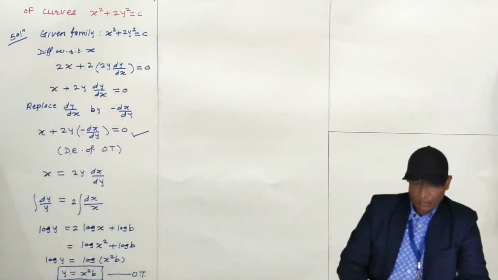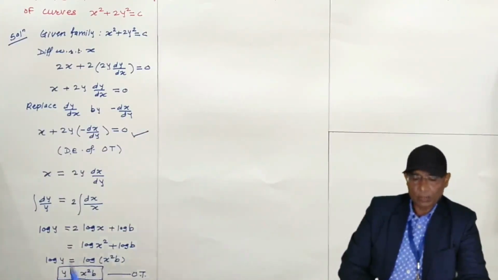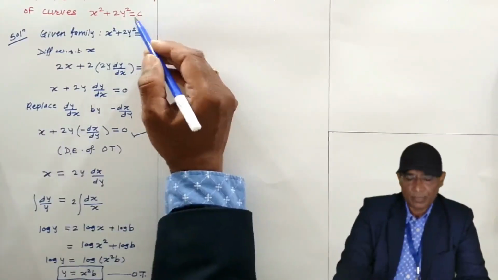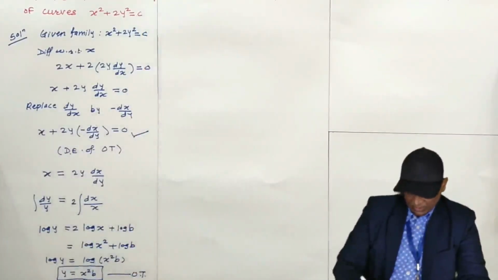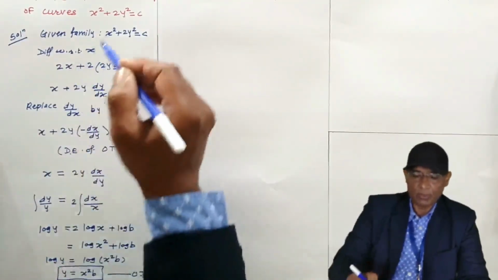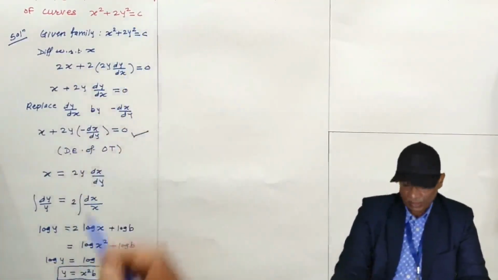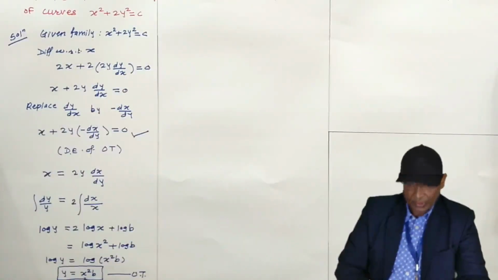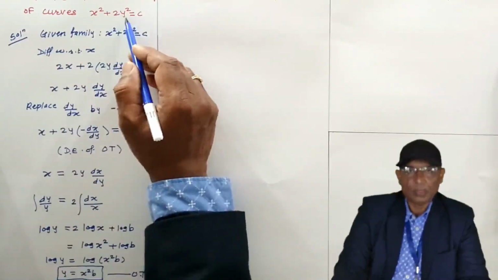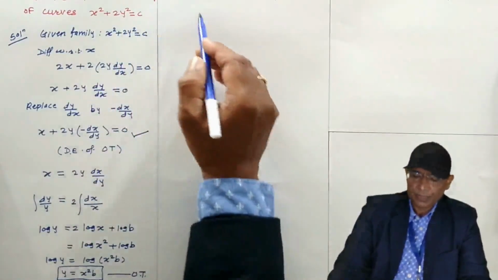Now, the problem for your homework is what? Find the orthogonal trajectory of this. If you find the orthogonal trajectory of this, this will be the answer. This is the orthogonal trajectory of this family of curves, and the orthogonal trajectory of this family of curves is this one.